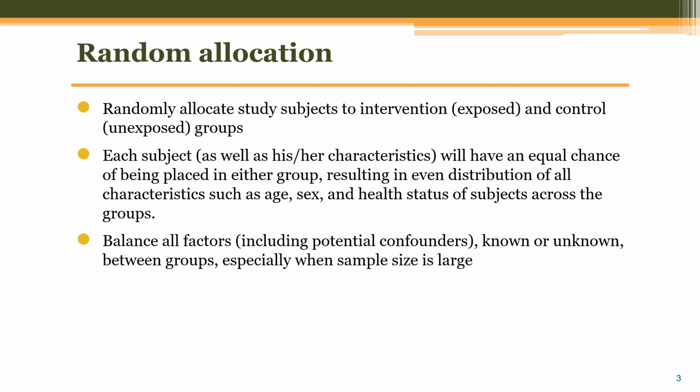Therefore, each subject, along with his or her characteristics, will have an equal chance of being placed in either group, resulting in even distribution of all characteristics such as age, sex, and health status of subjects across the groups. In other words, all factors, including potential confounders, known or unknown, will be well balanced between groups, especially when sample size is large. Thus, confounding bias can be removed or reduced to minimum.